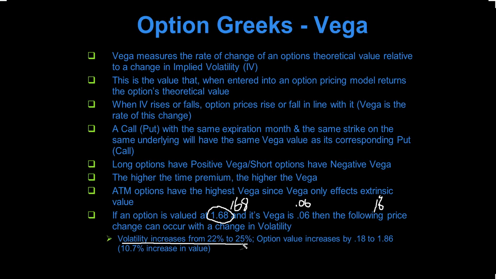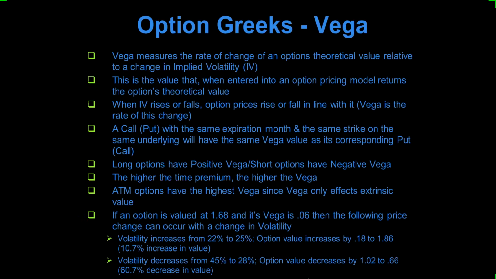If it goes up from 22 to 25 and we're long a call, well, the option value is going to increase by 18 cents, because it increased by 3 percentage points, so 3 times 0.06 is 18 cents. So it's now worth $186, or roughly a 10.7% increase. You just made a profit of 10.7% by just sitting there, just because volatility went up by 3 percentage points. All right? It's pretty dramatic how this can happen. Let's look at another one that's even more dramatic. Here's one that moves against you.